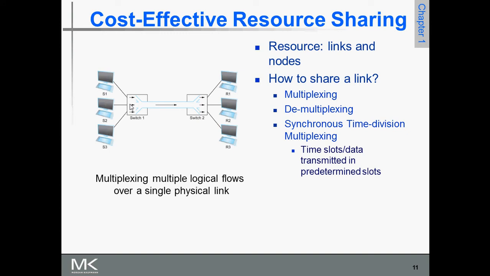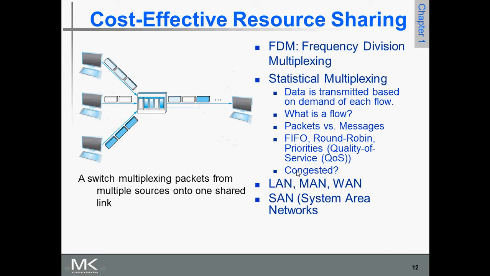Say for example, S3 has some data to send to R3, and S1 and S2 don't have any data. Still S3 needs to wait for 20 seconds to get its turn. That is the main problem of synchronous time division multiplexing. Then we have another concept called frequency division multiplexing, where the data is transmitted in multiple frequencies.